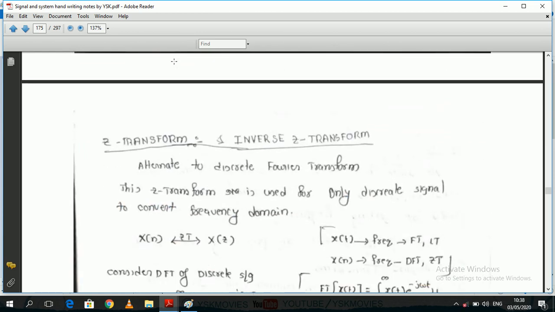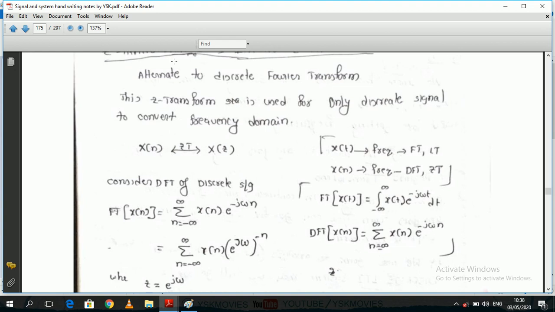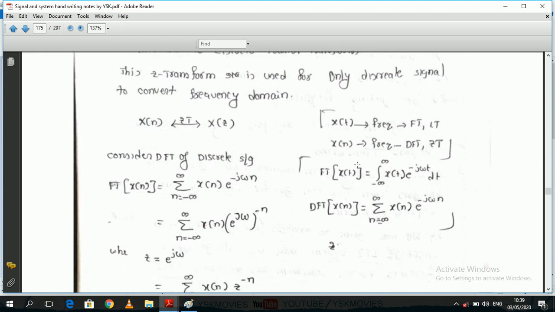Of course, you know this very well. So let's start the Z transform. There is another form, an alternate to the discrete Fourier transform. This Z transform is used only for discrete time signals to convert to the frequency domain. The Fourier transform of x of t is equal to the integral from minus infinity to infinity of x of t e power minus j omega t, for a continuous time signal. This is the discrete Fourier transform: for x of n, it is the summation from n equal to minus infinity to infinity of x of n e power minus j omega n. By using this discrete Fourier transform, we can define the Z transform.